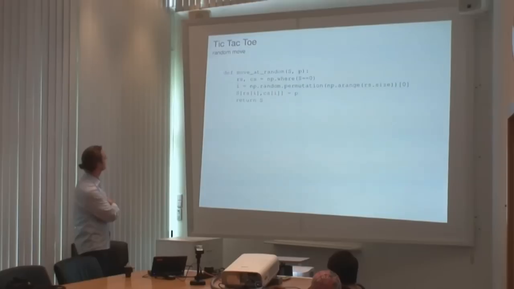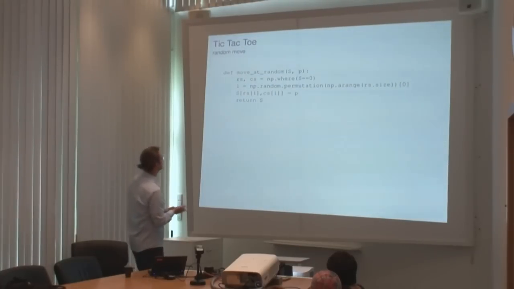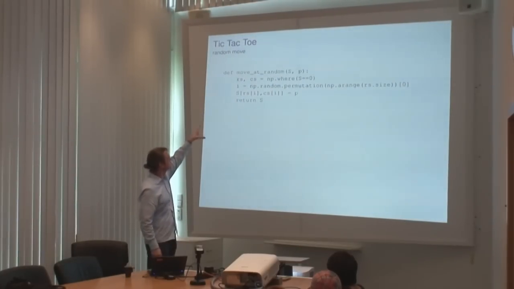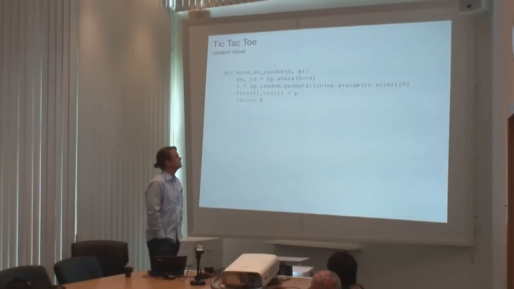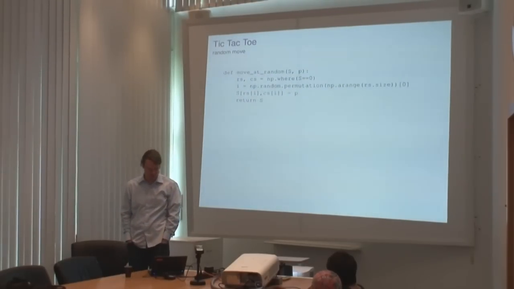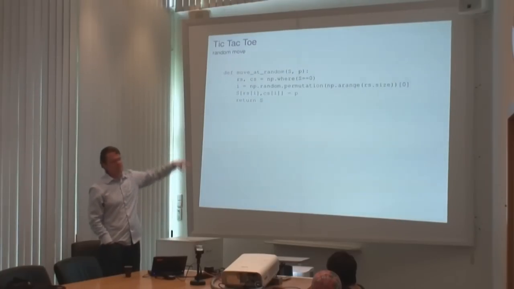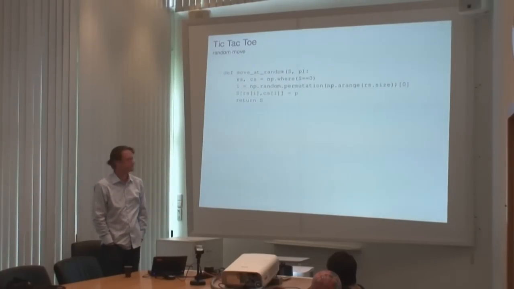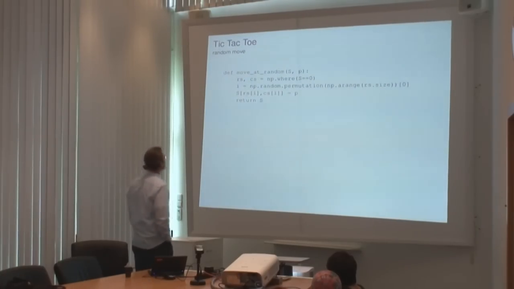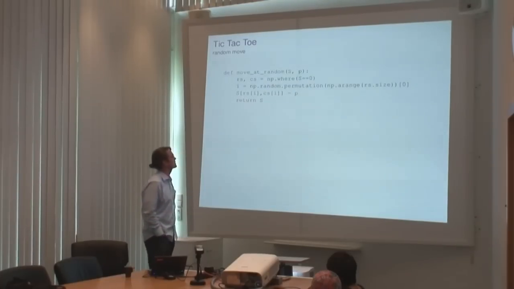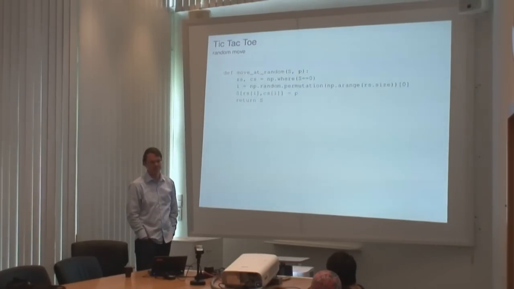First, it computes two variables, rs and cs, by using the numpy function where, S equals 0. Then it does some really strange i equals np.random.permutation of np.arange of rs.size, and all of this of 0. And then it sets s of rs of i comma cs of i to p. Then returns s. What does that do?